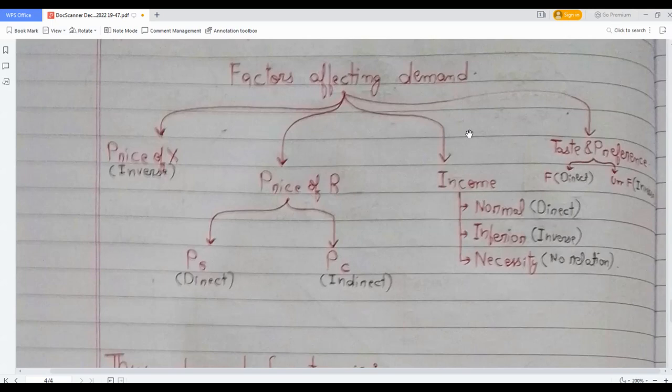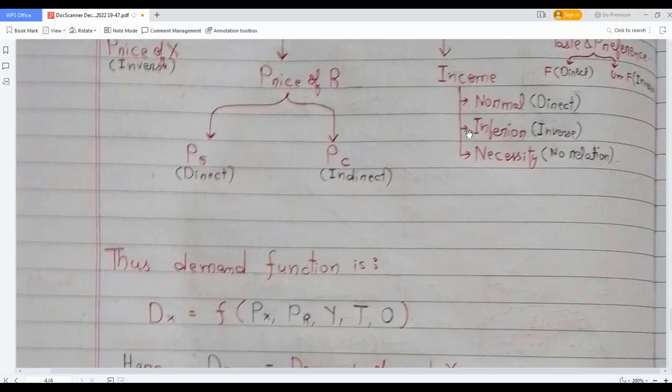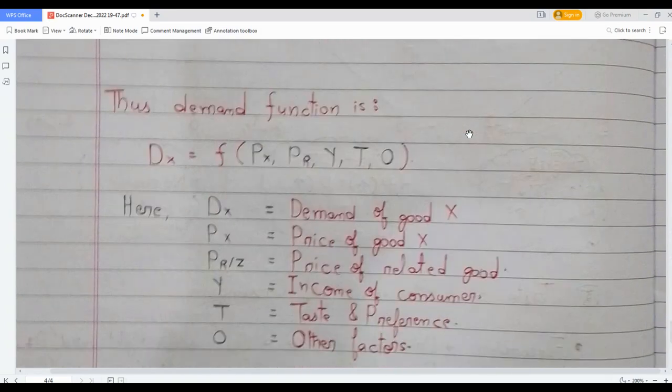The fourth factor affecting the demand of a consumer is taste and preference. Taste and preference are divided into two categories: favorable and unfavorable. Favorable taste has a direct relationship, and unfavorable taste has an inverse relationship. Thus, the demand function forms, that is, Dx = f(Px, Py, Y, T, O). Here Dx equals demand of good X, Px equals price of good X, Py, in some books written Pz, reflects price of related goods, Y reflects income of consumer, T equals taste and preference, and O is other factors.